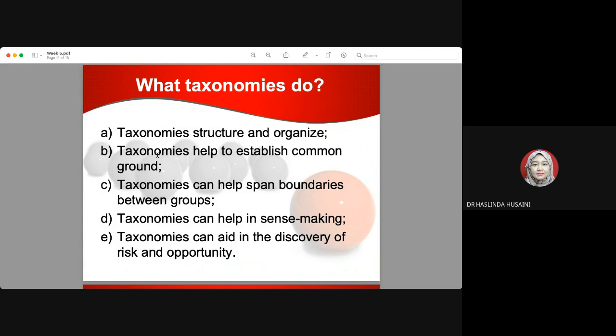So the taxonomy also help to establish common ground. Okay. And then taxonomy can also help span boundaries between the group. Taxonomy can help in sense of making. And then taxonomy can aid the discovery of risk and opportunity. Okay. Jadi kita kat situ kita boleh lihat what taxonomy do.